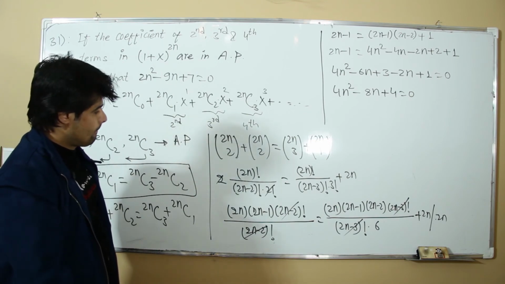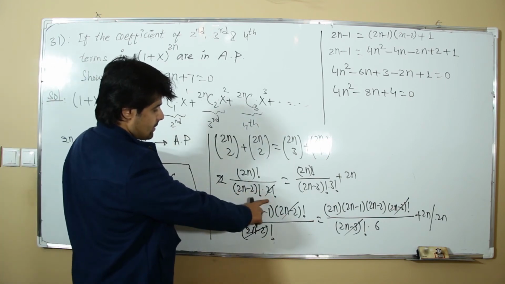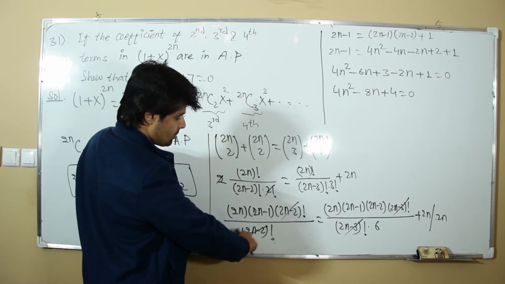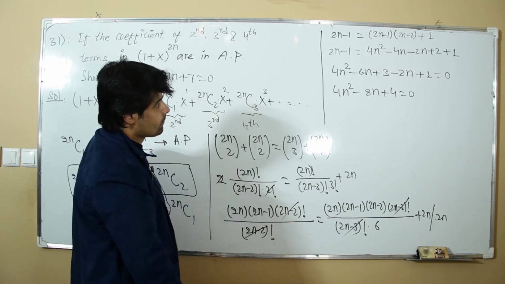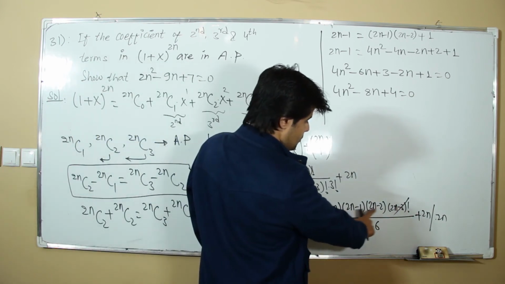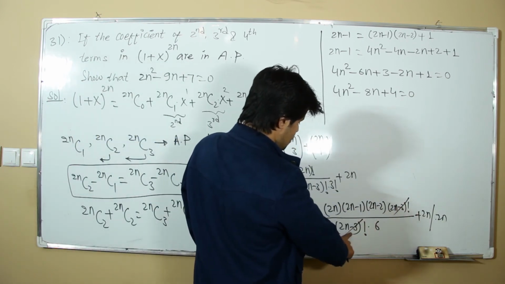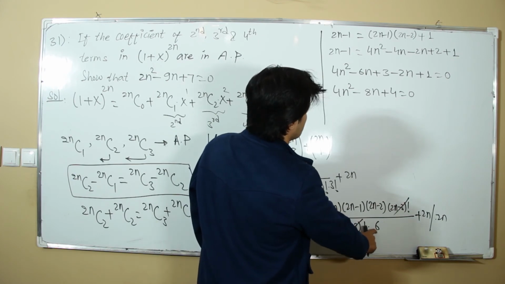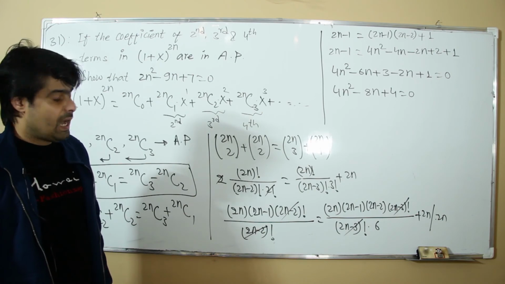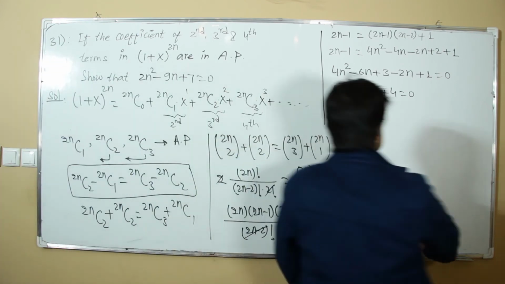No. This is cancelled. 2n minus 1, 2n minus 2, it's cancelled. And in here 2n minus 1, 2n minus 2, 2n minus 3, it's cancelled. 6, this is 6. We have the 6.